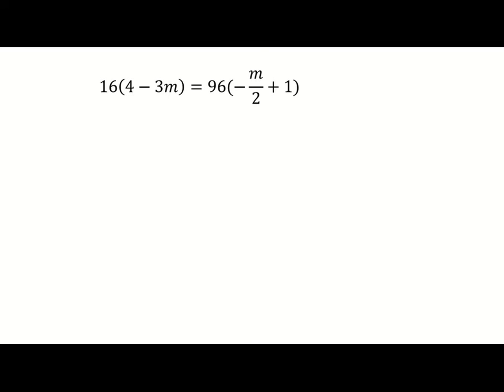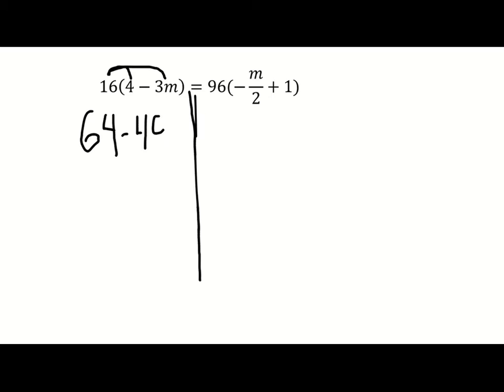To solve this problem, the first thing we're going to do is distribute the 16 on the left side of the equals. So 16 times 4 and 16 times -3m. 16 times 4 is 64. And 16 times -3m is -48m. Now if you didn't know those numbers off the top of your head, just multiply it out off to the side.